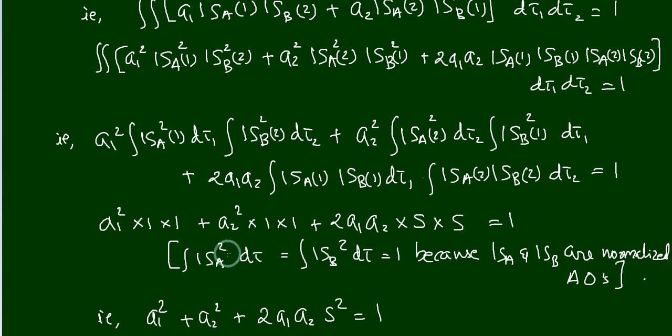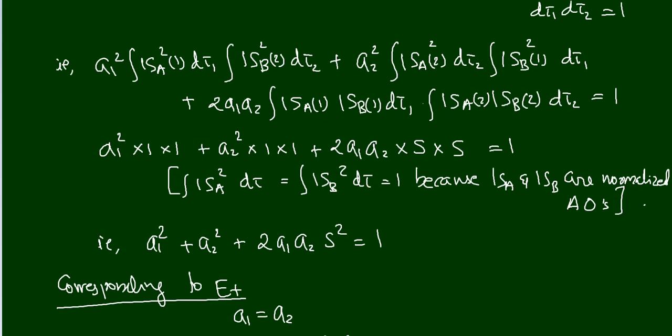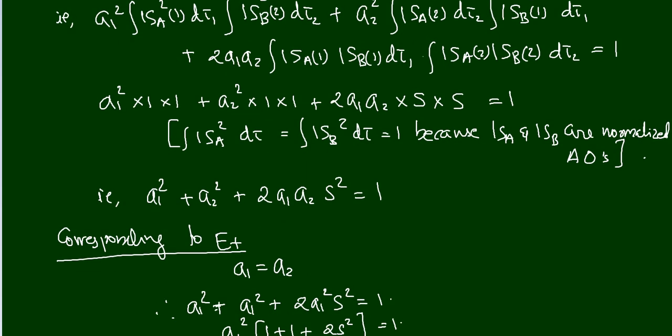It means that integral 1s a square d tau is equal to integral 1s b square d tau is equal to 1, because 1s a and 1s b are normalized functions. That is why we have given 1 into 1 in this case. From this expression we can see that a1 square plus a2 square plus 2 a1 a2 s square is equal to 1. That is what we get from the normalization condition.